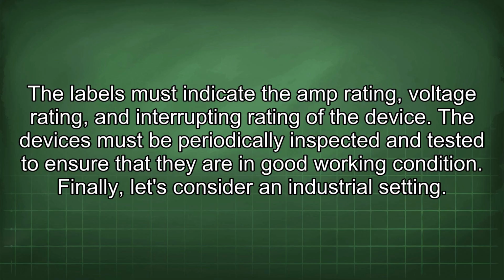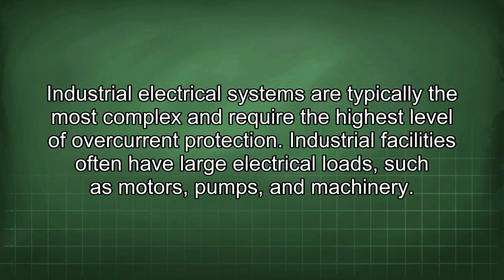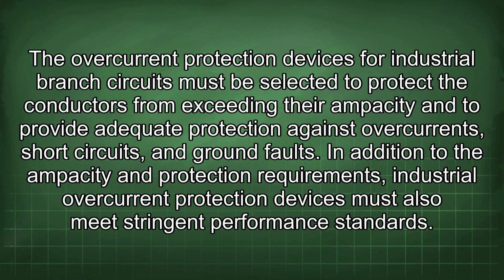Finally, let's consider an industrial setting. Industrial electrical systems are typically the most complex and require the highest level of overcurrent protection. Industrial facilities often have large electrical loads, such as motors, pumps, and machinery. The overcurrent protection devices for industrial branch circuits must be selected to protect the conductors from exceeding their ampacity and to provide adequate protection against overcurrents, short circuits, and ground faults.